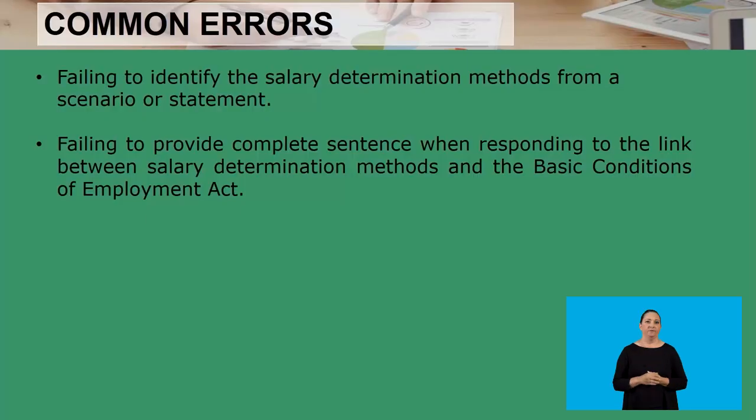All right, there are also common errors that most learners make, so we're trying to avoid all of those. The first common error is failing to identify the salary determination method from a scenario or a statement. By now, I believe there's no learner who will fail to identify it. Remember, we've got two: time related and piecemeal. The second error is failing to provide a complete sentence when responding to the link between salary determination methods and the Basic Conditions of Employment Act. So these are our two common errors.